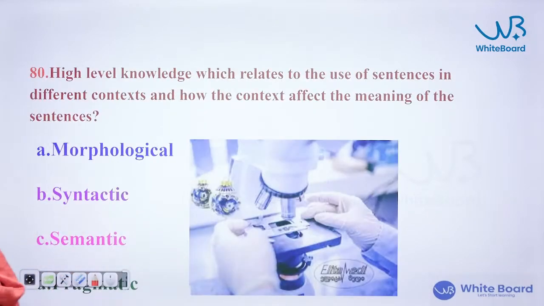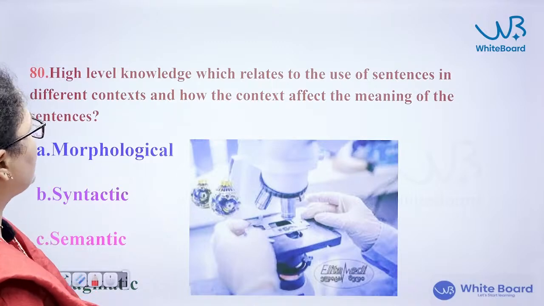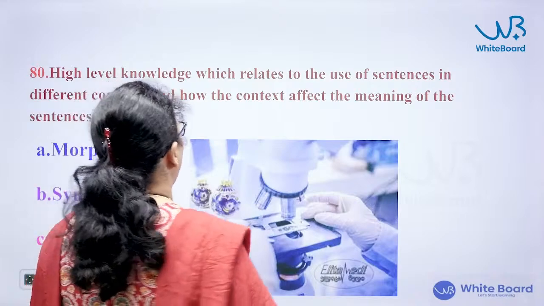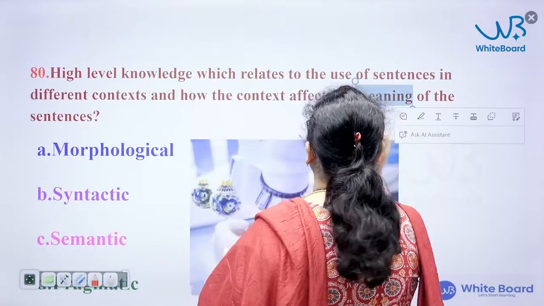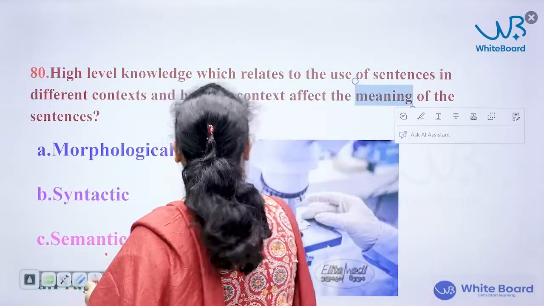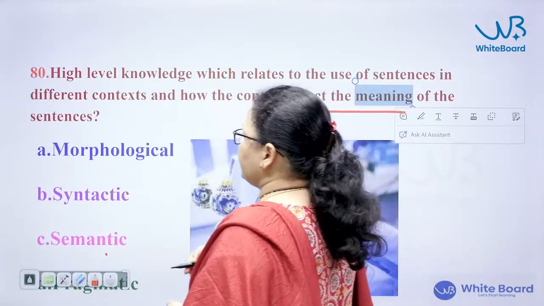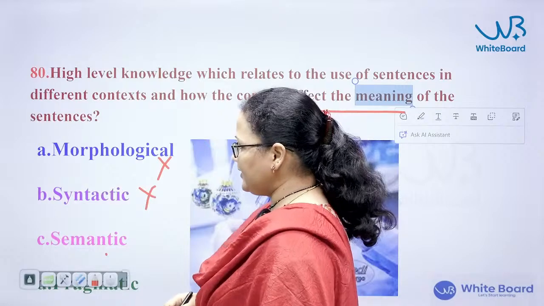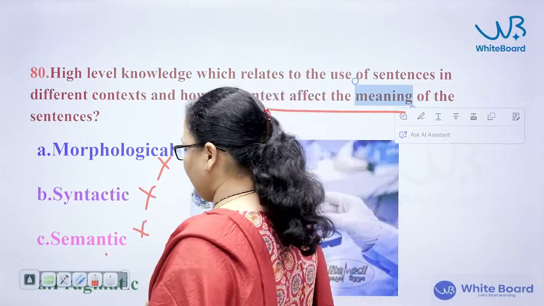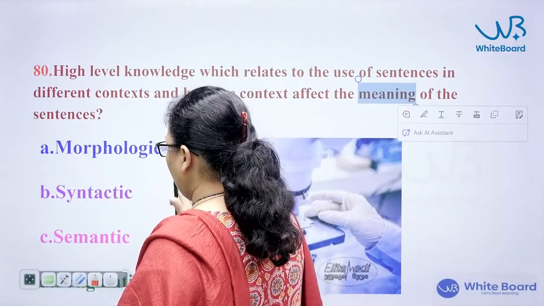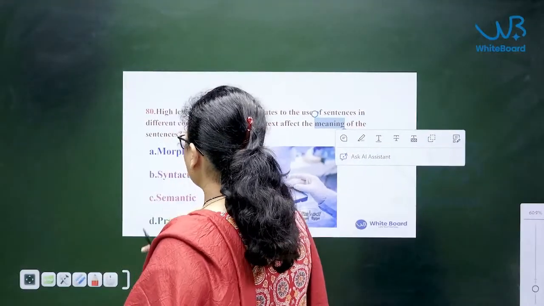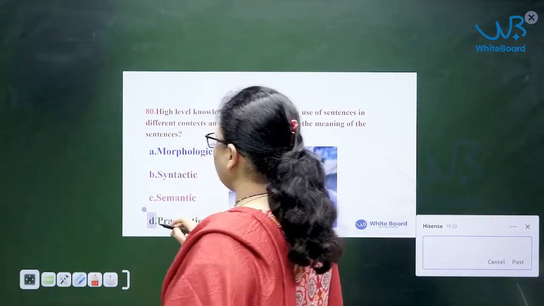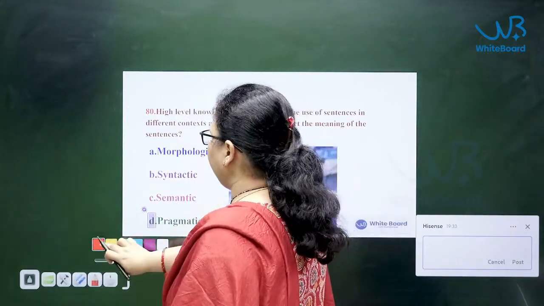Next, last question, high level knowledge which relates to the use of sentences in different contexts and how these contexts affect the meaning of the sentences. First one is morphological, no. Second one is syntactic, no. Last one is semantic, no. So, the fourth option is pragmatic. So, this is the correct answer, that is option D.